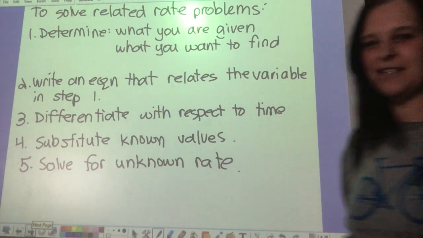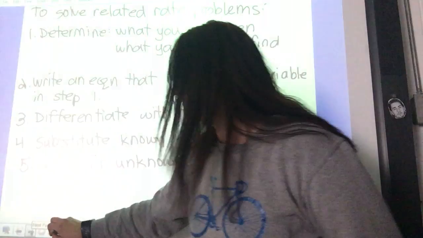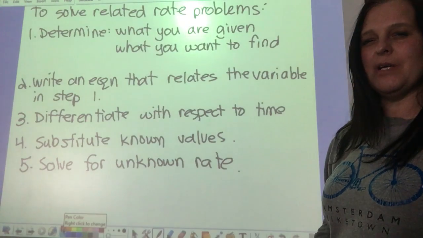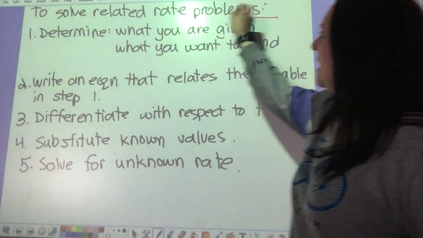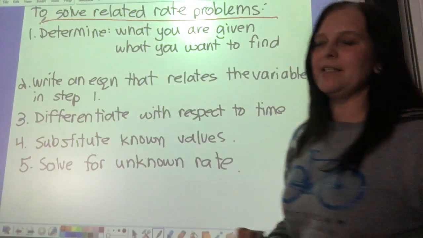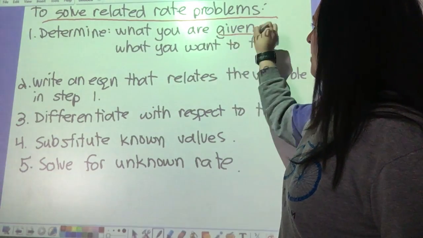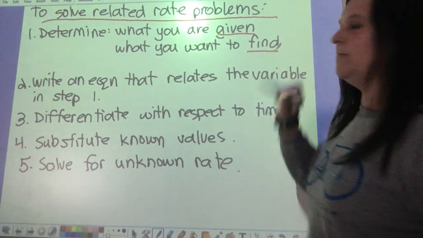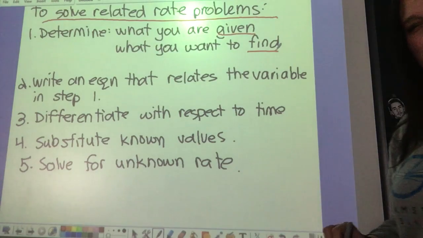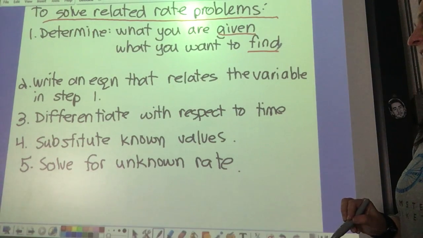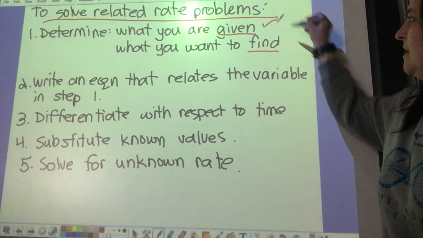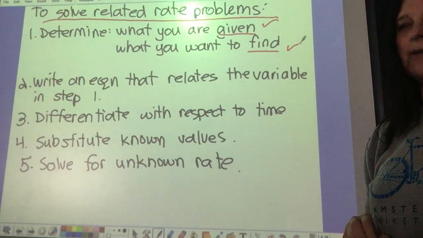So just general steps before we go to our first one. It's kind of hard to summarize how to apply it because every question is slightly different, but the same steps basically apply to every question. So step one, determine what you are given and what you want to find. Sometimes that's easy to tell, sometimes that's not as easy to tell. So step one, what are you given and what are they asking you to solve for?